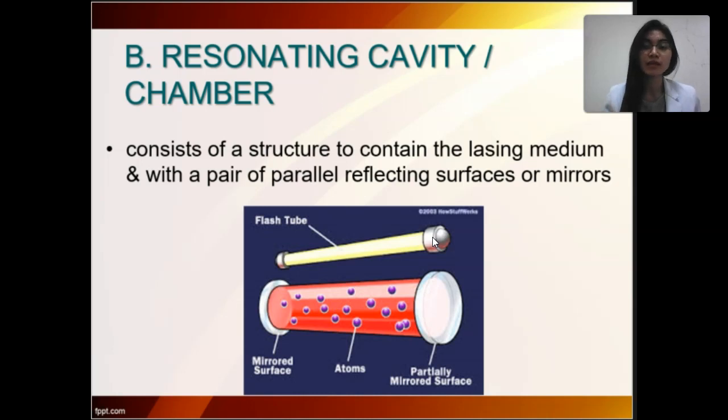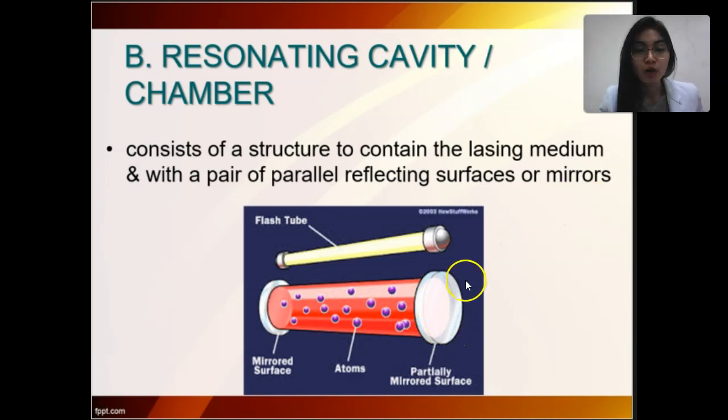Once it emits radiation, it will produce light. The light that is produced will reflect on the mirror. It will reflect back and forth until the light is amplified. That's why we call this laser light amplification by stimulation of emitted radiation.